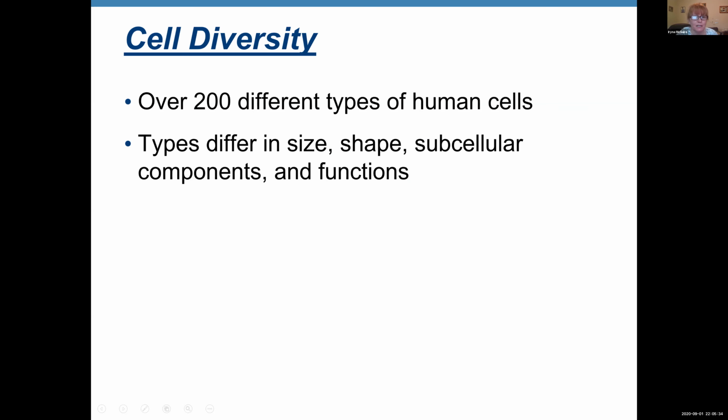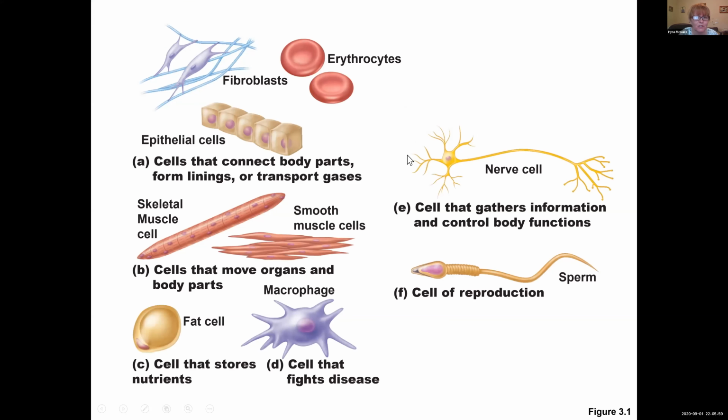There are over 200 different types of human cells, and they all differ in size, shape, and subcellular components, and because of their functions, they differ in size and shape. Remember, complementarity of structure and function tells us that structure and function are interconnected. Here you can see different examples of human cells. Some of the smallest are sperm and erythrocytes, and you have large ones such as skeletal muscle cells or nerve cells. Even with nerve cells, the cell body might not look that big, but the axon and all those branches are part of the cell. Fat cells, macrophages, fibroblasts, epithelial cells. So there is lots of diversity in cell structure, shape, and function.